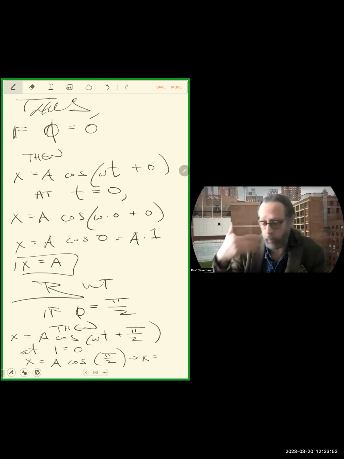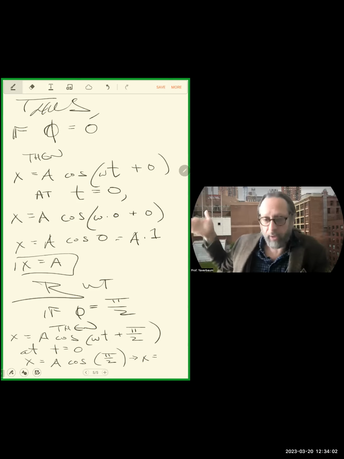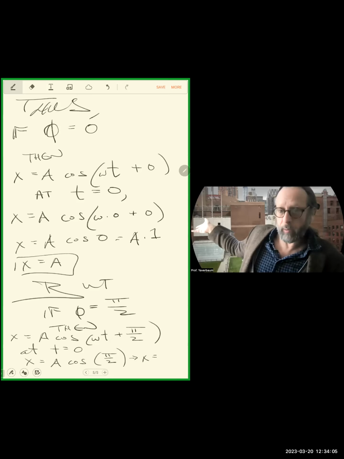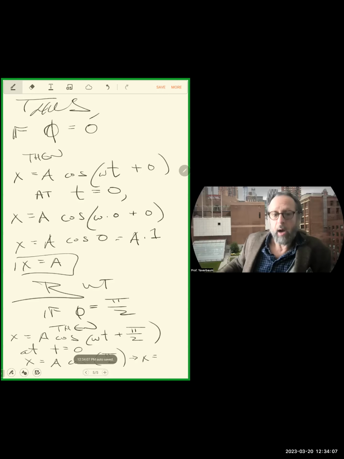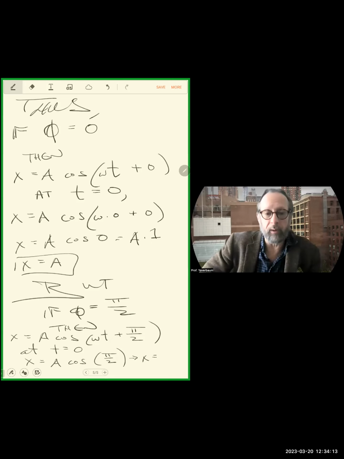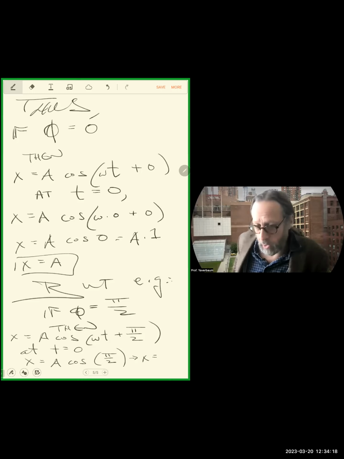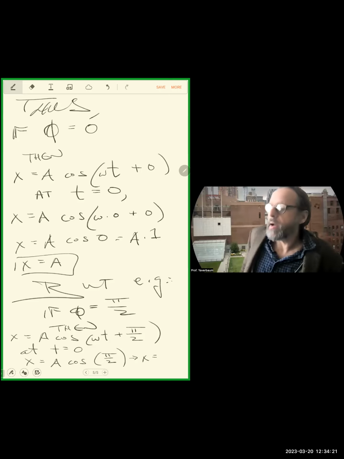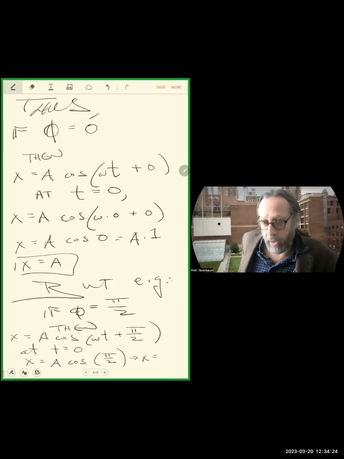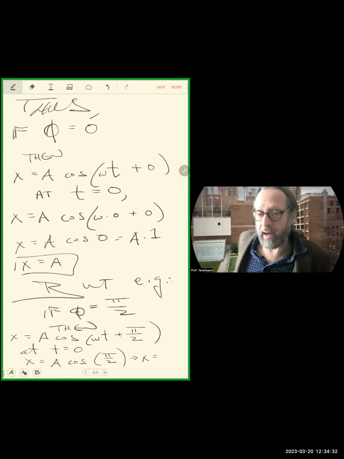I'm calling it A in this example. We could call it x naught, it's the same thing. But the point is, we've set our clock at the beginning of the cycle, so the thing starts its cycle when the time begins. But if we set phi to, for example, pi over 2, same exact oscillator, then that's just like recalibrating the initial place. It's like an initial position, a head start or a delay of the oscillator, but measured in fractions of a cycle.